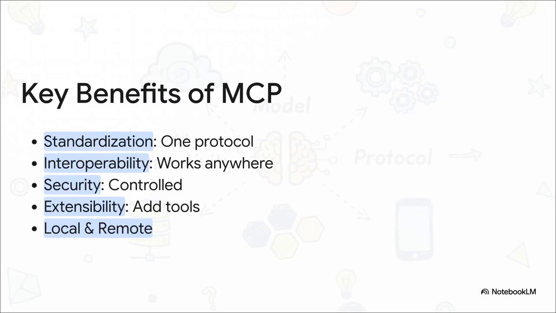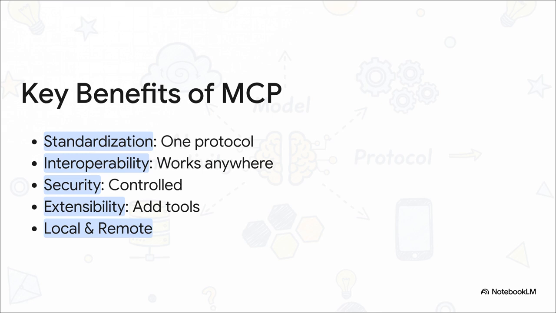Because MCP categorizes data so efficiently, the benefits are huge. Standardization means exactly what it sounds like: one protocol for everything. No more spaghetti code of custom APIs. Then there's interoperability, which is a real game changer and exactly why the industry is adopting this. An MCP server written in Python can talk to an AI app written in TypeScript seamlessly. It's totally language agnostic.